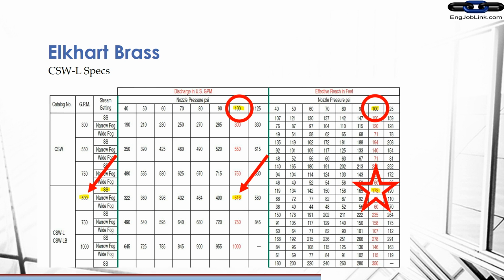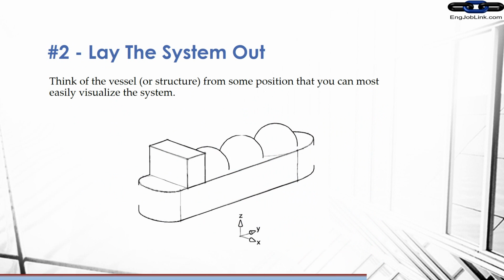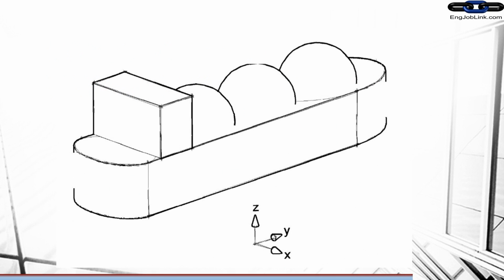All right, once we get our nozzle selected, then we want to look at the system layout. So what you want to do is think of the vessel or the structure in some position that you can most easily visualize the system. And that's what we've drawn here on our little tanker.